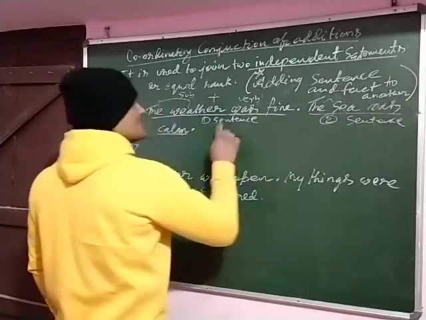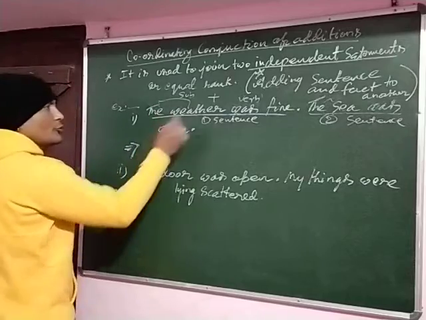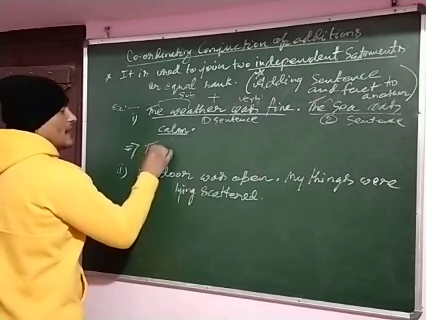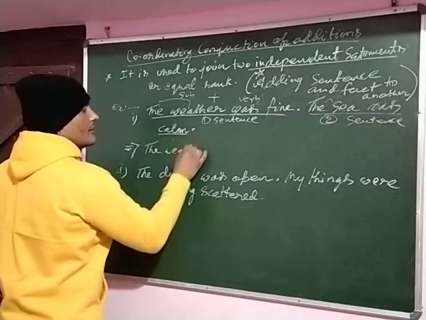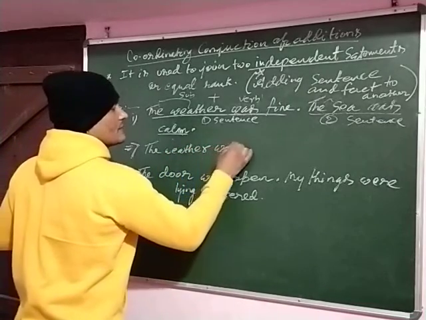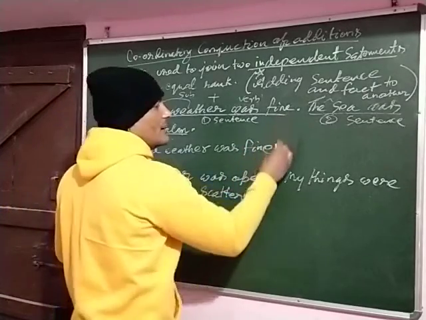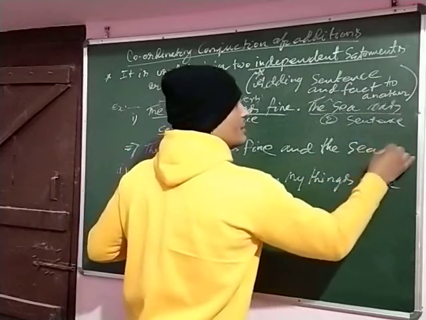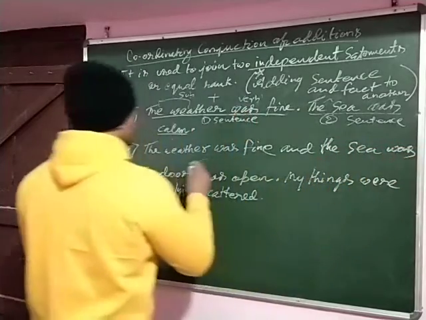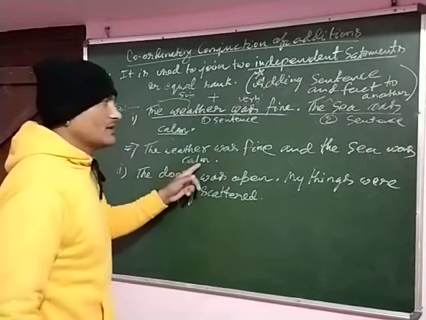The sea was calm. How do we join them? By using and. The weather was fine and the sea was calm. So this is the fact.